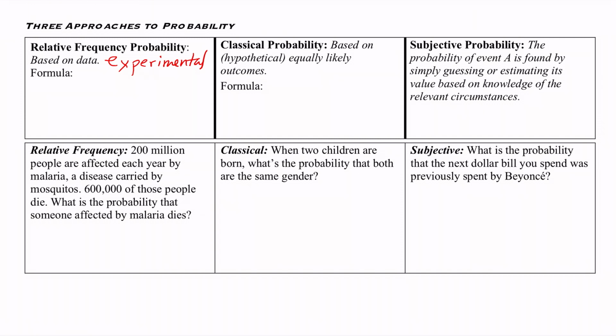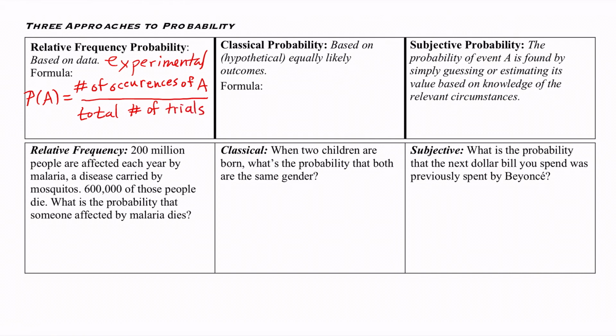The way it's computed is we look at the probability of an event A, which would be the number of occurrences of that event A divided by the total number of observations, or the total number of outcomes. If we're performing an experiment, maybe we would think of them as being trials. So the total number of trials or outcomes in our experiment.